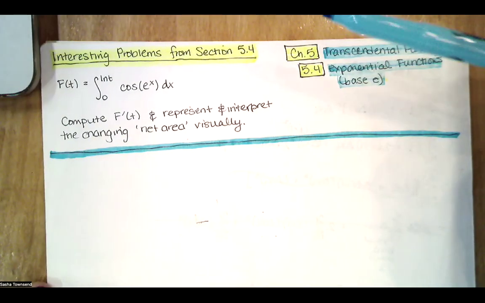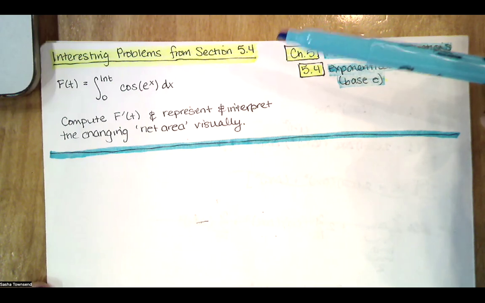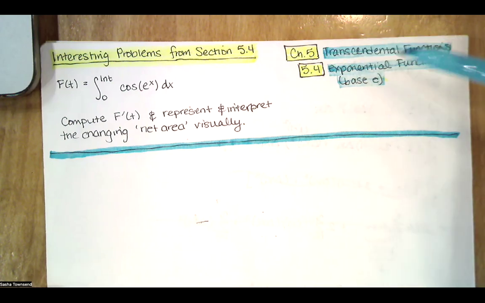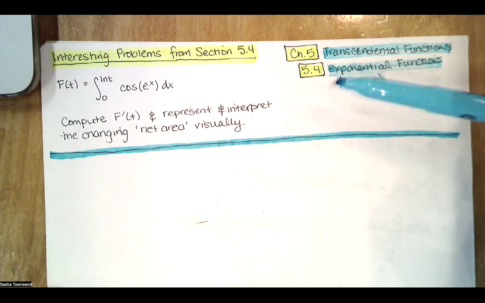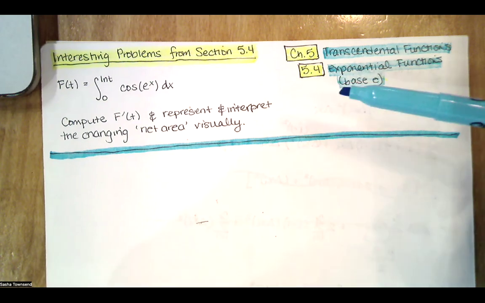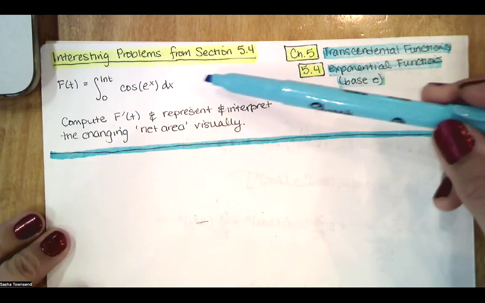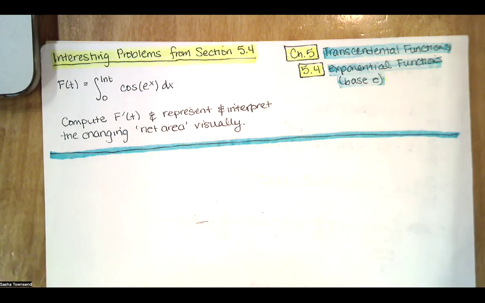In this video, we look at an interesting problem from section 5.4. Chapter 5 is about transcendental functions, and section 5.4 in particular is about exponential functions of base e. So basically, we're revisiting some of the concepts and techniques from earlier in the semester, but now we're applying them to functions that involve exponential functions. This is actually a modification of one of the problems from the book.